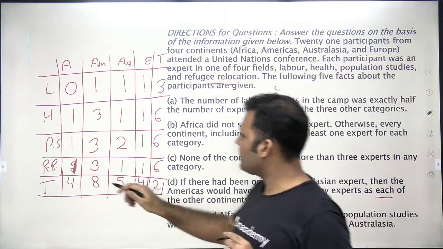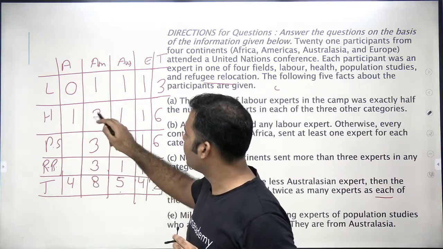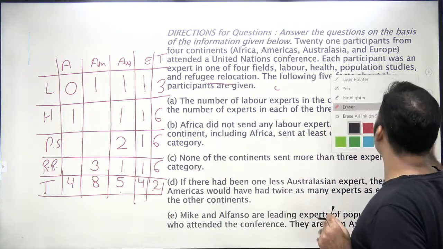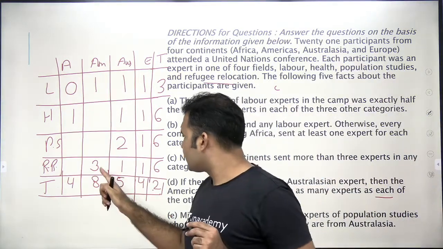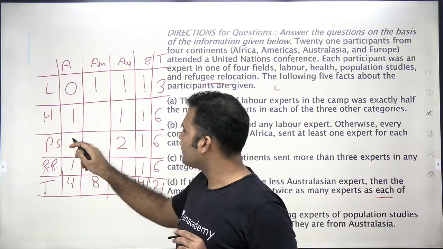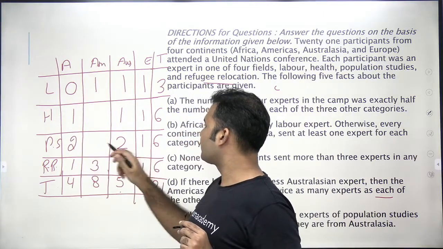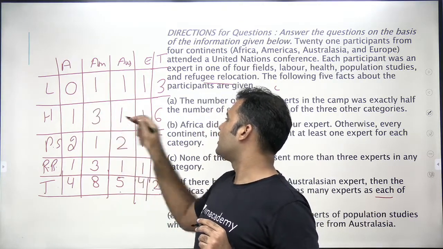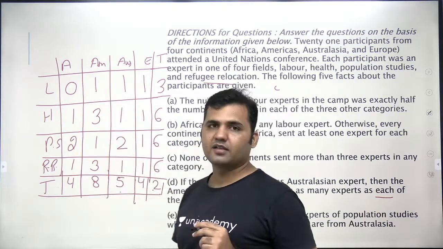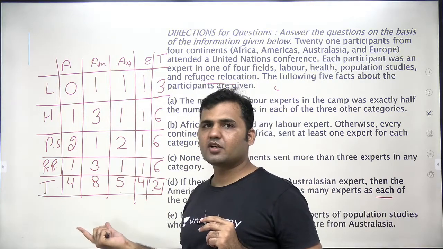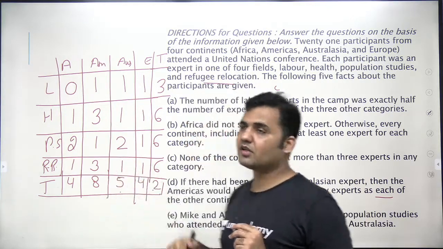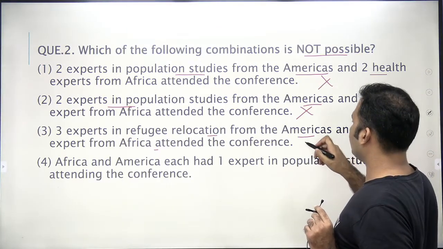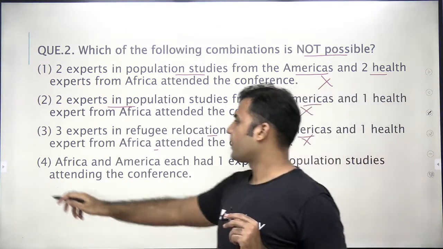So the question was saying 3 refugee relocation from America and 1 health expert from Africa. So if this is 3, this has to be 1. Then this has to be 2. 2 plus 2 is 4, plus 1 is 5. Then this has to be 1. 1 plus 1 plus 1, this has to be 3. The total needs to be 6, and this is coming out to be 8. Is any condition getting disturbed in the third option? No. That means the third is also possible. So what is my answer then? I can straight away say the answer will be option number 4.